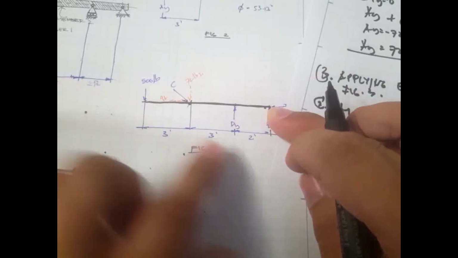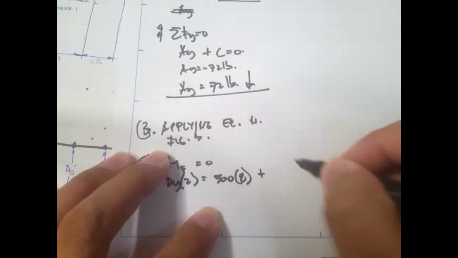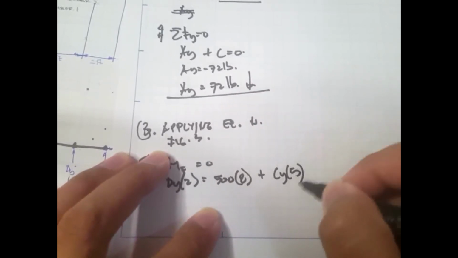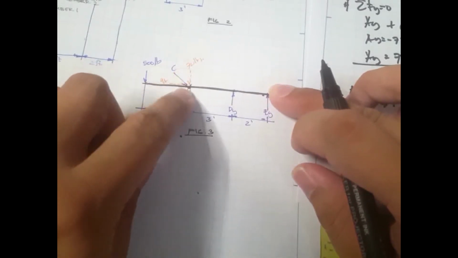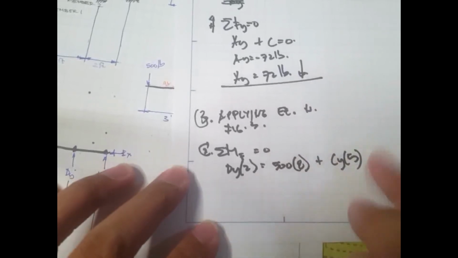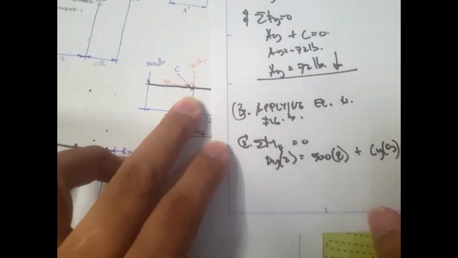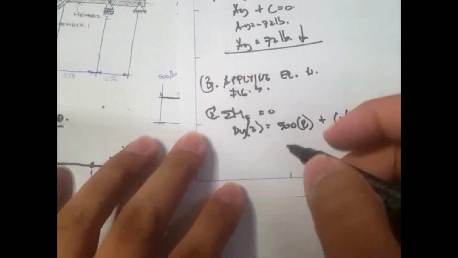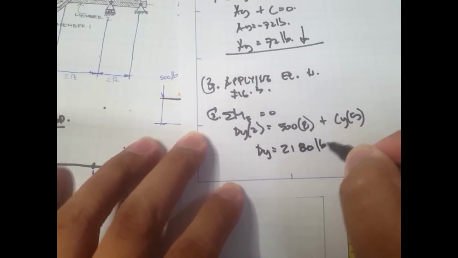500, what's the distance? 3 plus 3 plus 2, that's 8, right? Plus cy times 5, right? So cy, the 72 pounds, okay, the moment arm is 5, so cy, what else? The value of cy is 72 pounds, so dy is equal to 2,180 pounds.